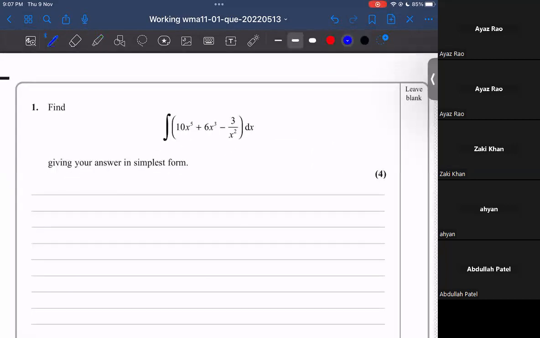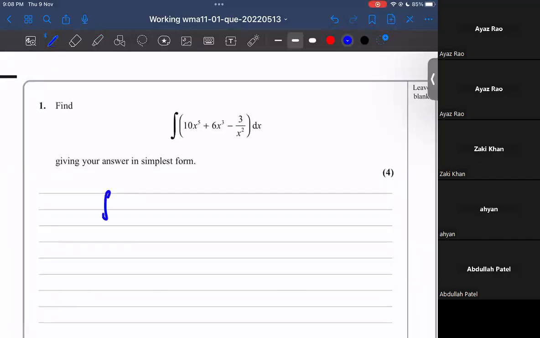It says integrate 10x power 5 plus 6x cube minus 3 upon x square dx. So there is one change that we need to do: all terms should be in the numerator. 10x power 5, 6x cube, minus 3x power minus 2. So what we are going to do, we are going to integrate it.